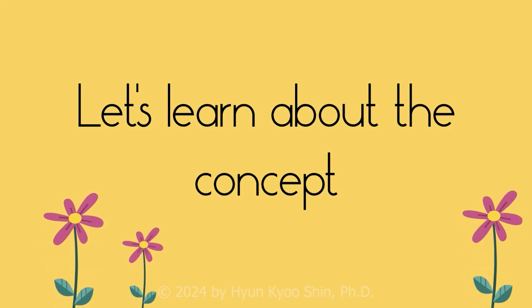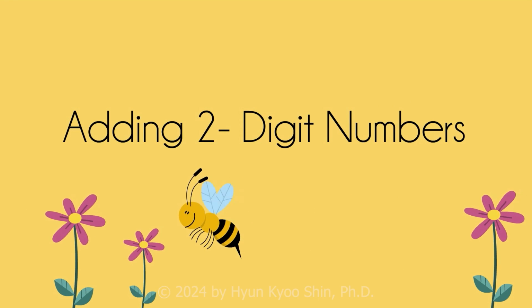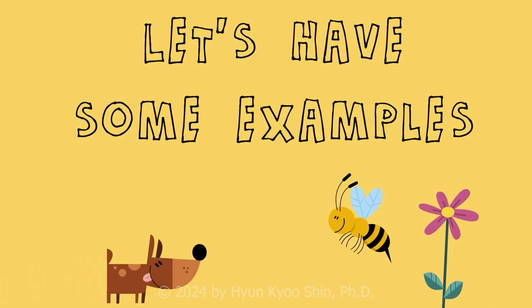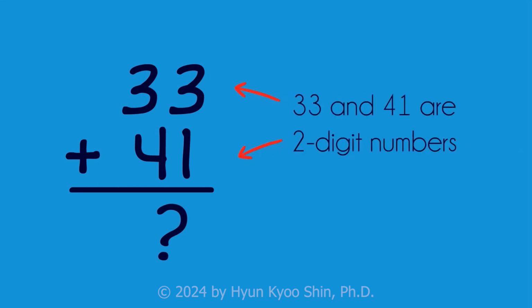Let's learn about the concept: adding two-digit numbers. Let's have some examples. 33 plus 41 is equal to... 33 and 41 are two-digit numbers.